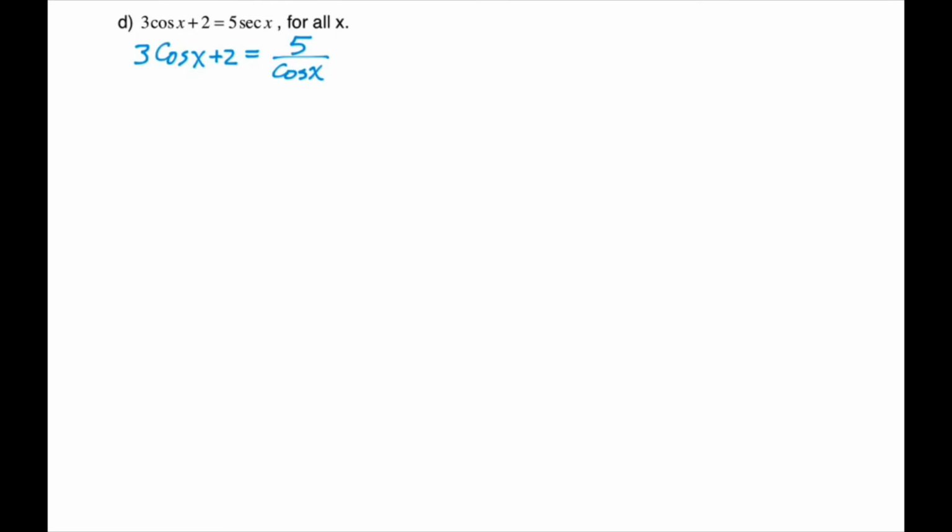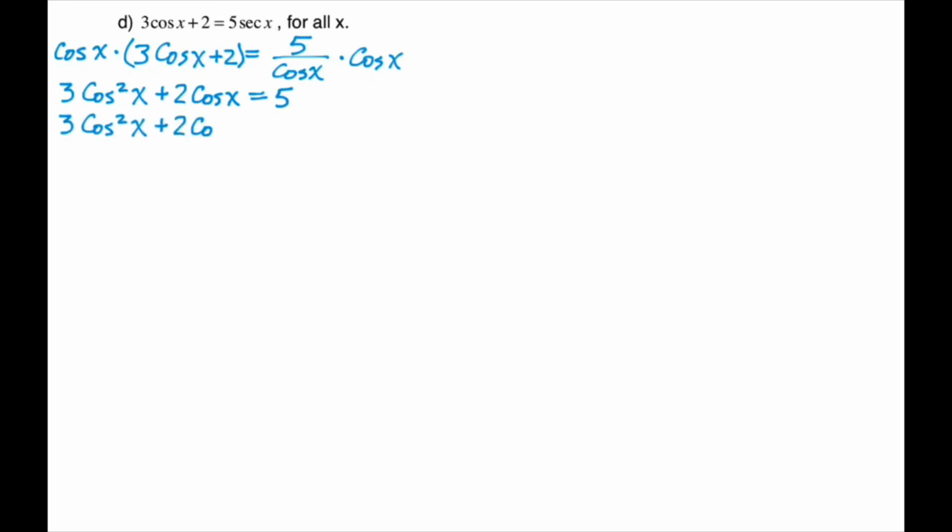And from here, if I multiply both sides of the equation by cosine x, then we'll end up with a quadratic equation that's also trigonometric. So once I put all terms onto one side, set it equal to 0, I can do some factoring. And once I've got it in factored form, as mentioned before, either the 3 cosine x plus 5 is equal to 0, or the cosine x minus 1 is equal to 0.